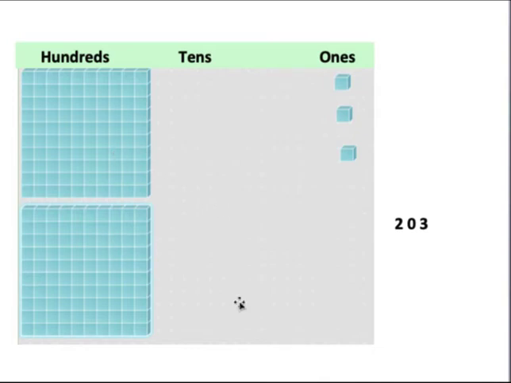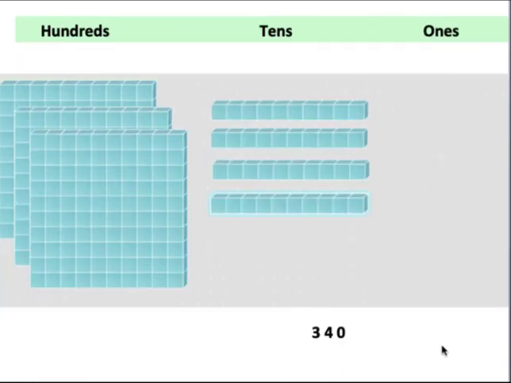So let's consider another number. The number, as it's read, is 203. This is kind of an interesting number because it has two 100s, but it doesn't have any rods. There's nothing in the tens position. Well, we can't leave that position empty. We have to indicate that there are no tens, there are no rods. And we do have 3 ones, the number 203.